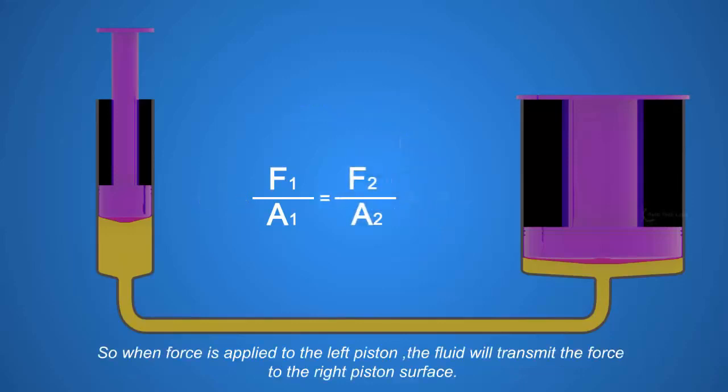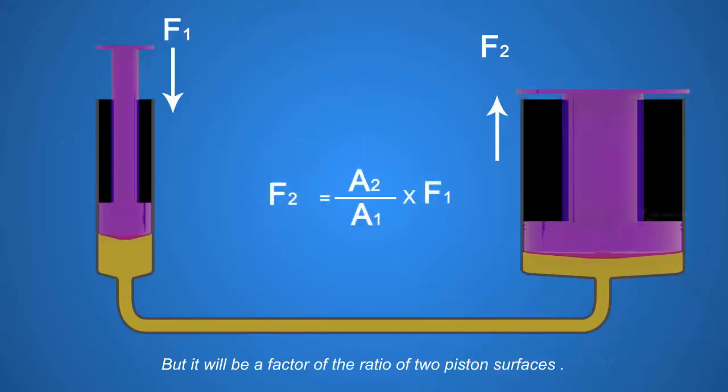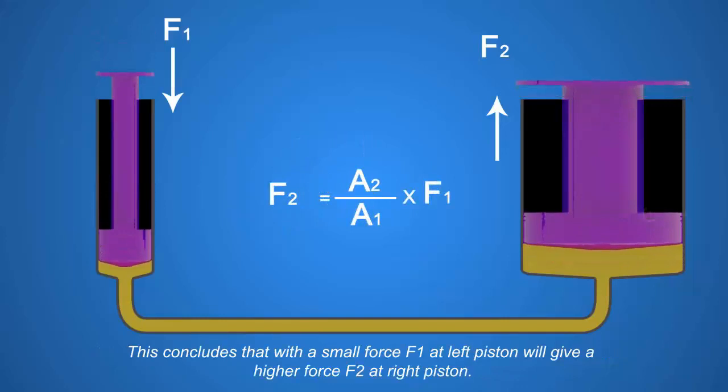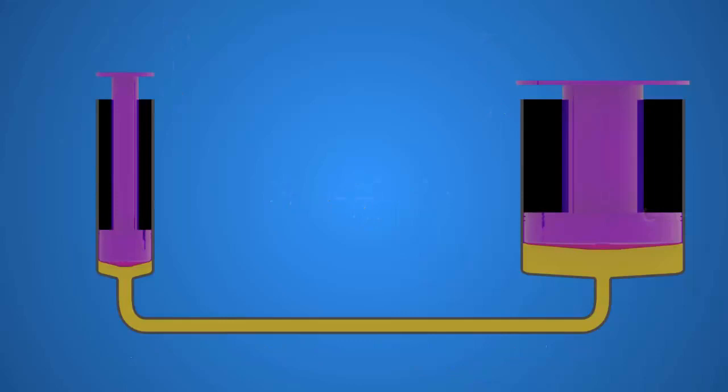So, when force is applied to the left piston, the fluid will transmit the force to the right piston surface, but it will be scaled by the ratio of the two piston surfaces. This concludes that a small force F1 at the left piston will give a higher force F2 at the right piston, provided A2 is greater than A1.